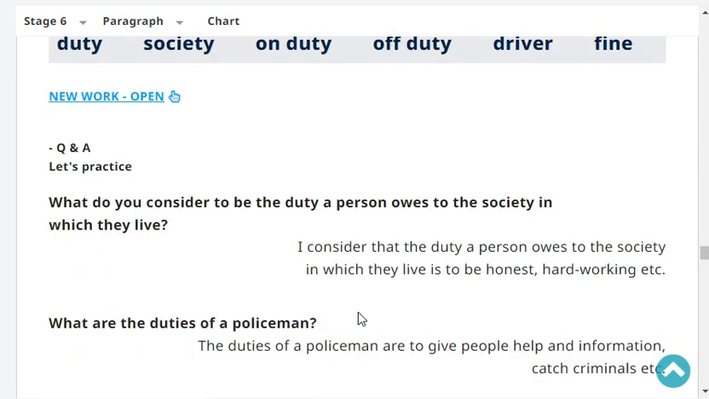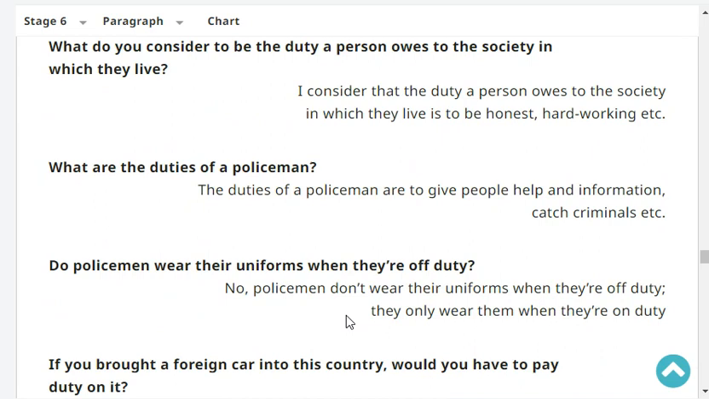Okay, next. What do you consider to be the duty a person owes to the society in which they live? I consider that the duty a person owes to the society in which they live is to be honest, hardworking, etc. What are the duties of a policeman? The duties of a policeman are to give people help and information, and catch criminals, etc. Very good.